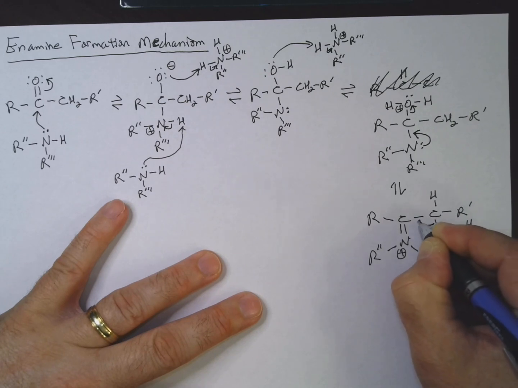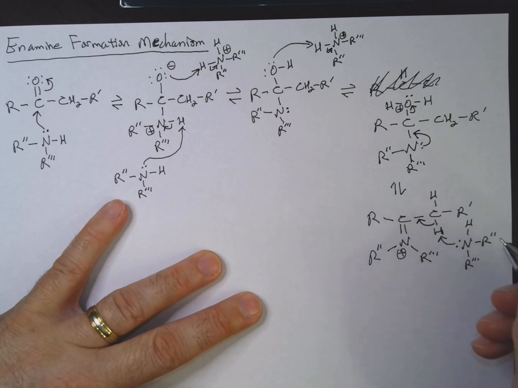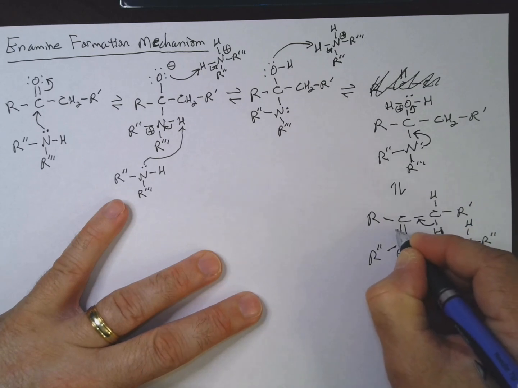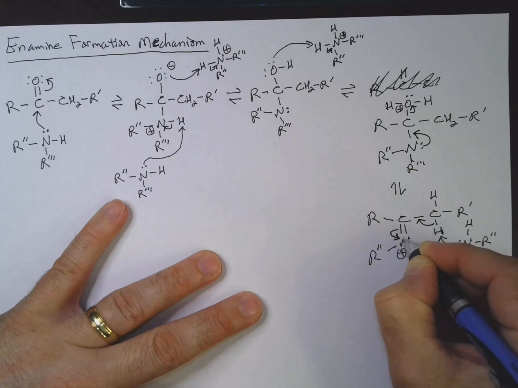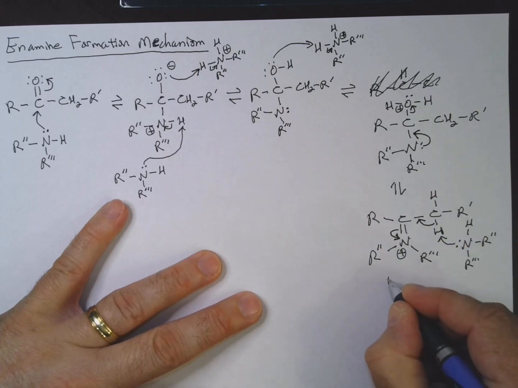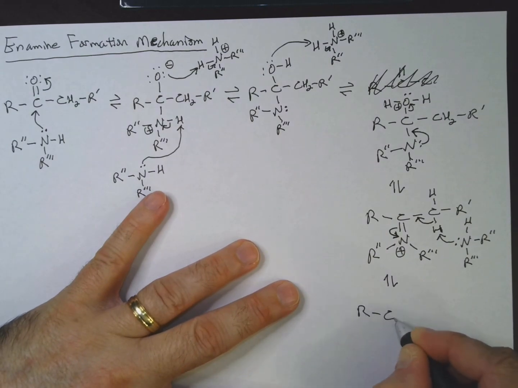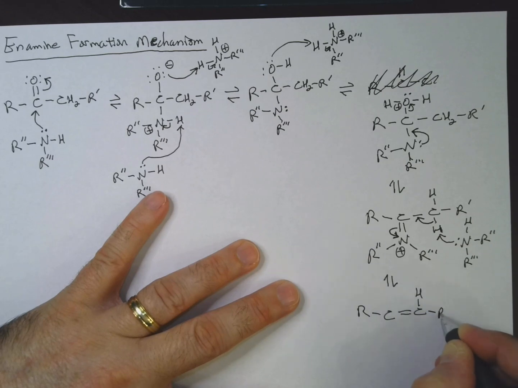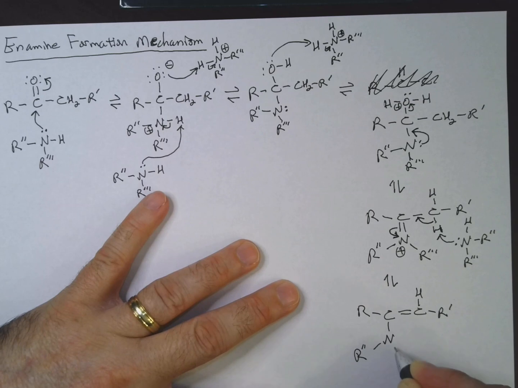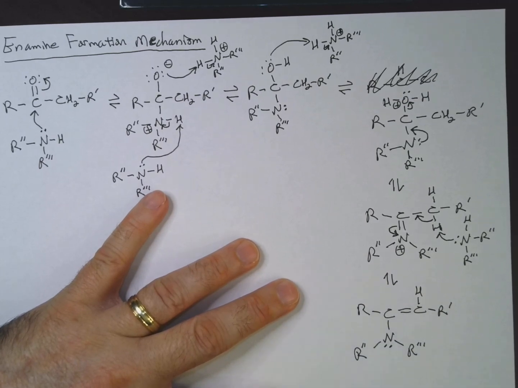Those electrons will go down to form a new carbon-carbon double bond, and then the electrons in the carbon-nitrogen double bond, one pair of those, is going to go up onto the nitrogen. And that's going to give us now RC, double bond C, H, R prime, N, R double prime, R triple prime, and a lone pair. And that is our enamine.